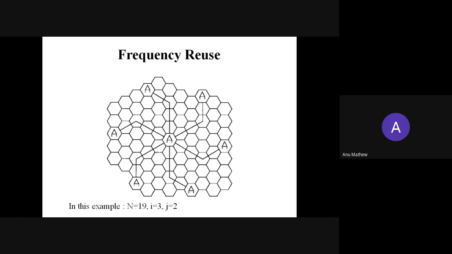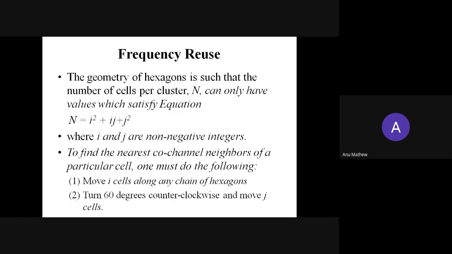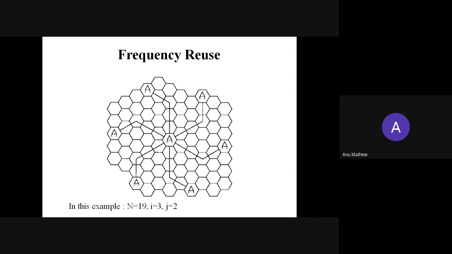So the minimum distance to the cochannel neighbor, by following this equation, we can find out, or we can allocate the same frequency again in a cluster without signal interference. Okay. So this is the frequency reuse concept.